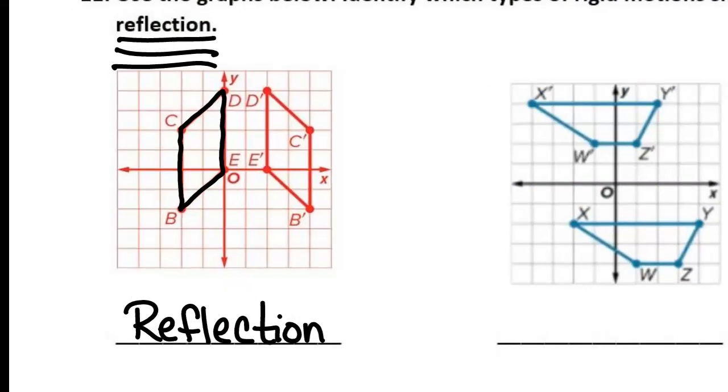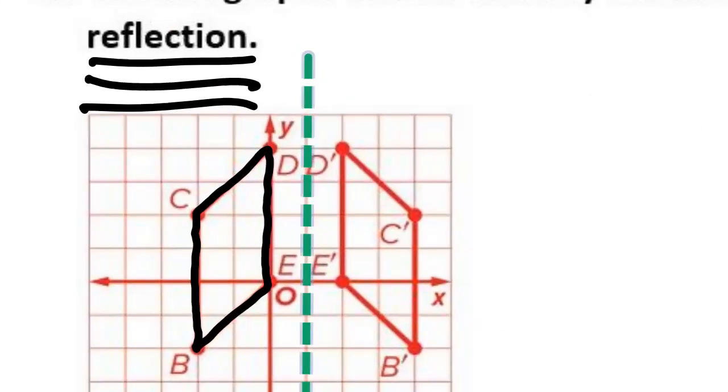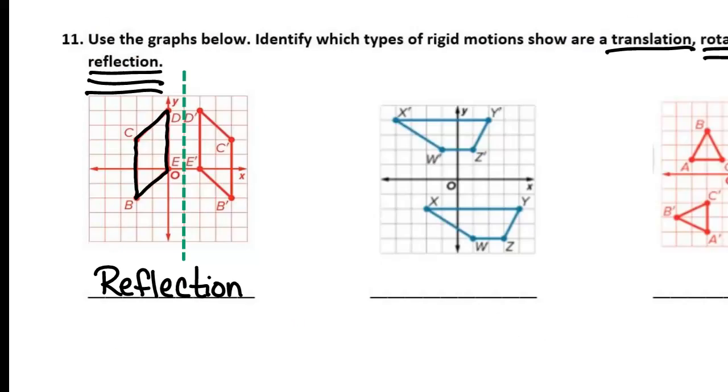If I wanted to be all kinds of fancy, I could say that it's reflecting over this line right here. Notice D and D prime are both 1 unit away from that dashed line. C and C prime are both 3 units away from that dashed line, so that's how we do our reflecting there.